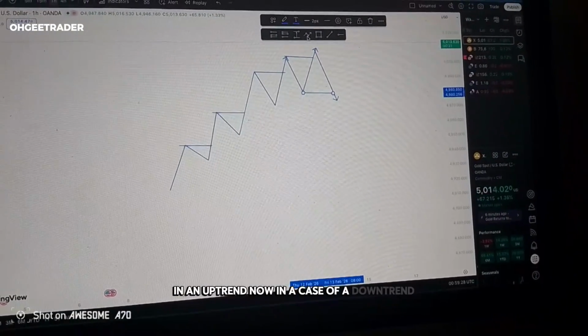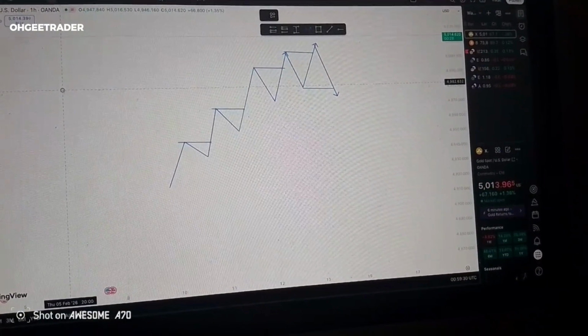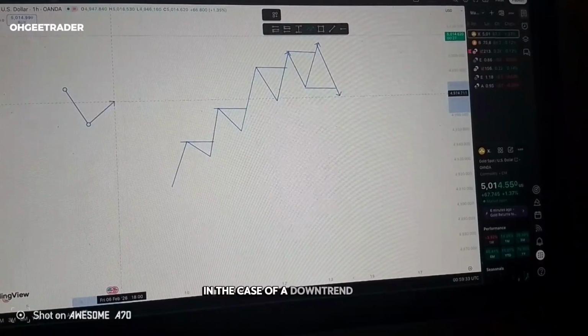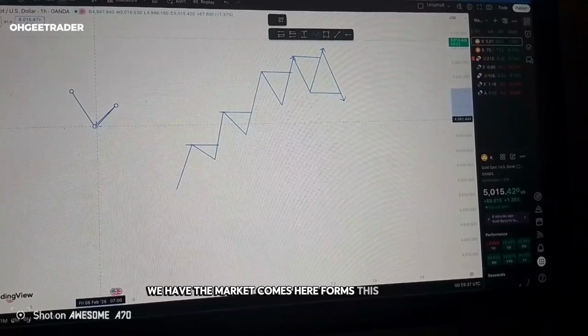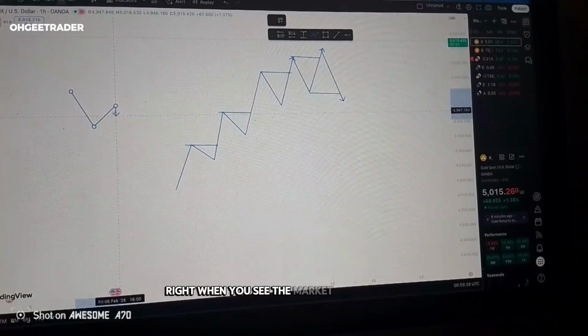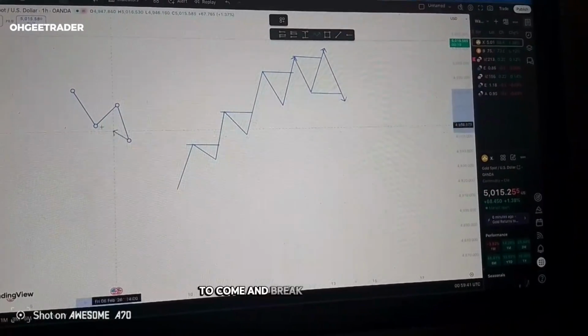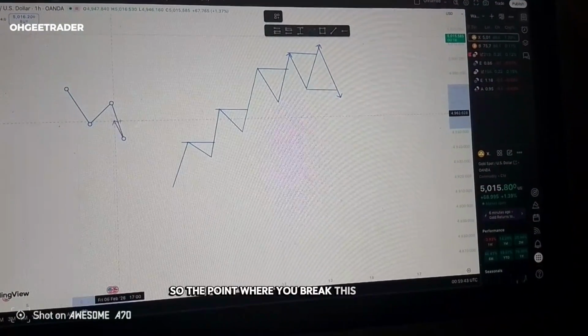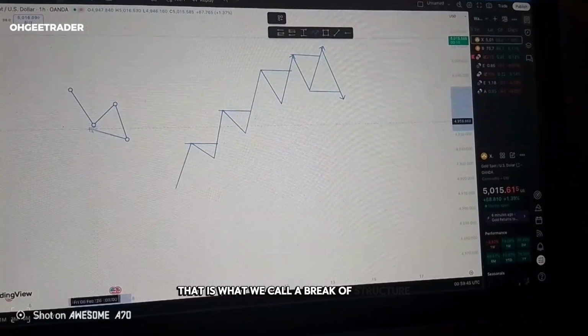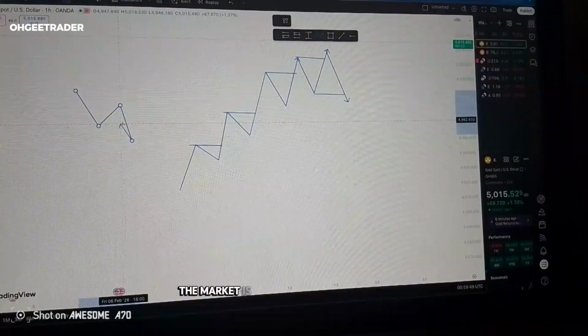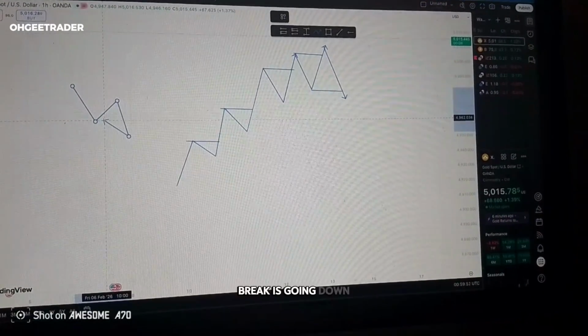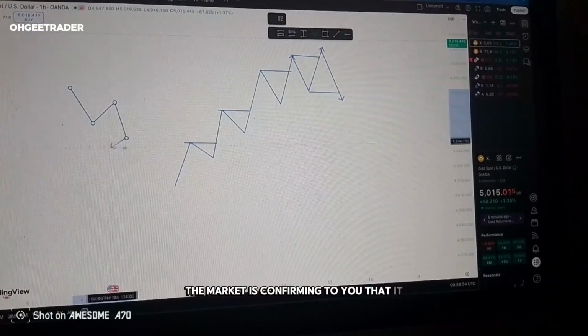Now in the case of a downtrend, right, the market comes here and forms this lower low. Once the market pulls back down to break this lower low, the point where you break this lower low is what we call a break of structure to the downside. So the market is confirming to you that it is going down.